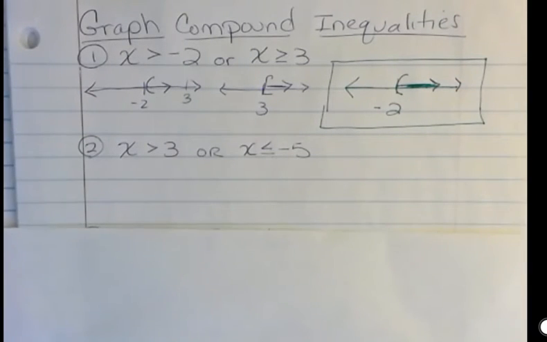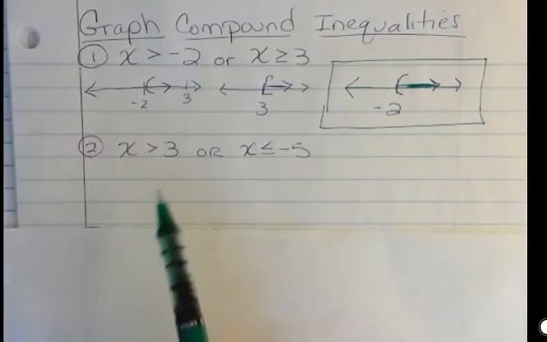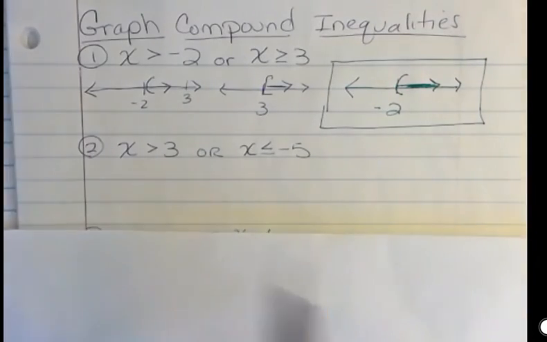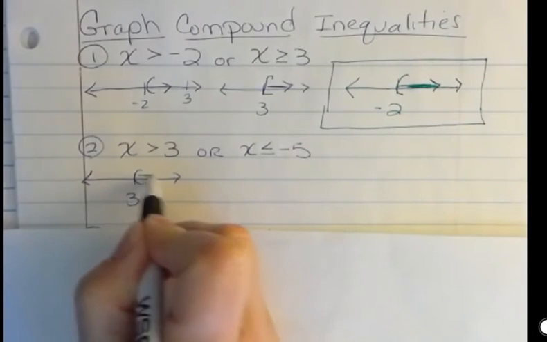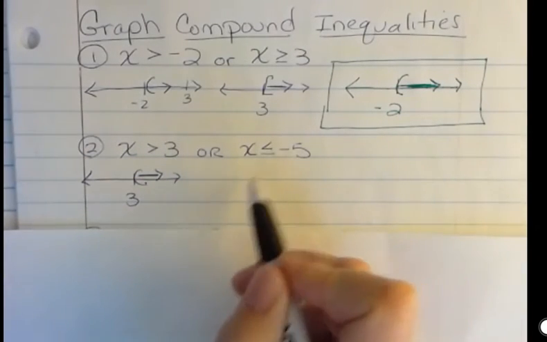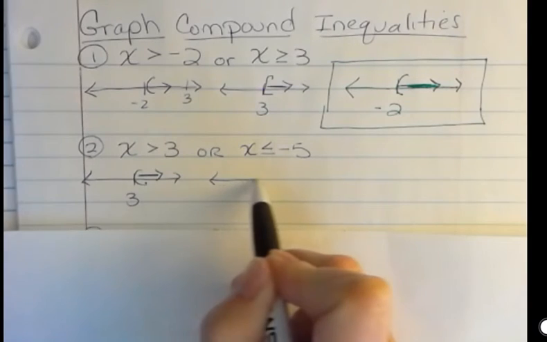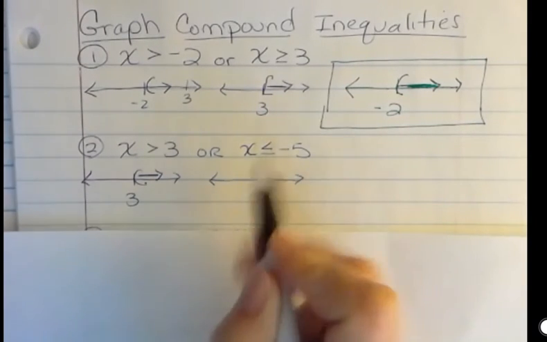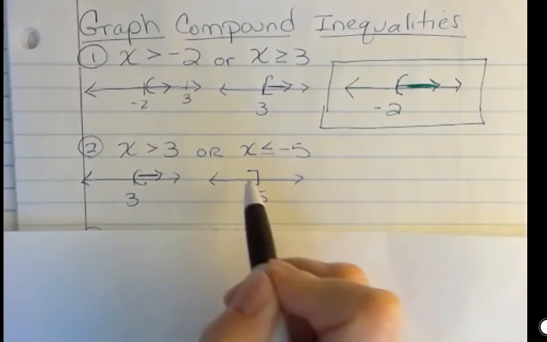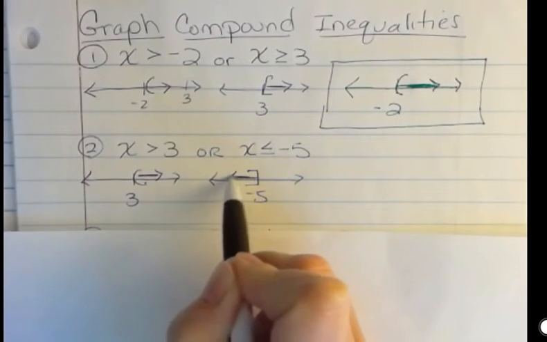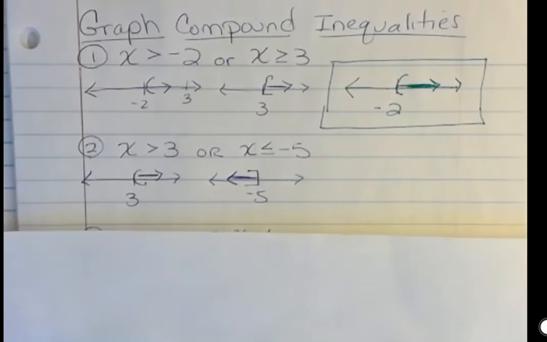Okay, another or situation that you can have. Let's draw these two. We have x is greater than 3. That's rounded. It's going forever to the right. And we have x is less than or equal to -5. So we're at -5. We have an equal to part, so it's a bracket, and we're heading forever to the left. You should have graphed some inequalities before. This is just how to put them together.